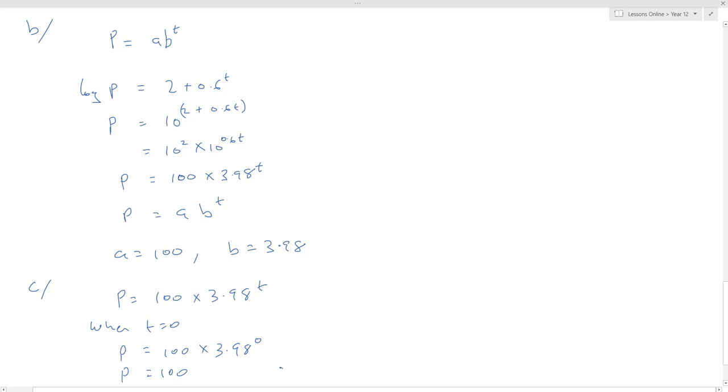So at the start, the population of bacteria is equal to 100.